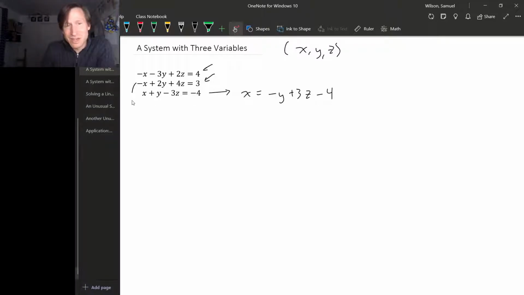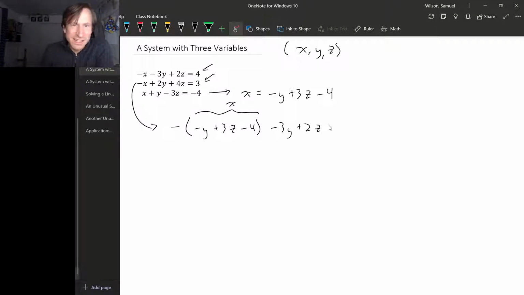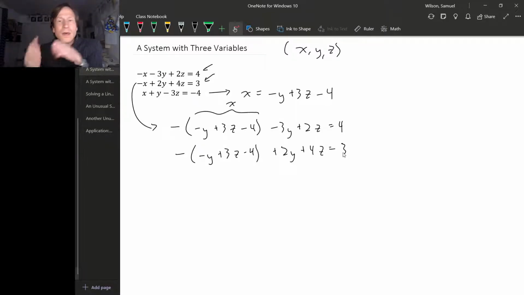Okay, so when we do that, we get minus x, which is minus y plus 3z minus 4. So that's just the x part right here. So now we need 3y plus 2z equals 4. And then for the second equation, minus x again, so minus y plus 3z minus 4 plus 2y plus 4z equals 3. Okay, now each of these equations we can simplify.